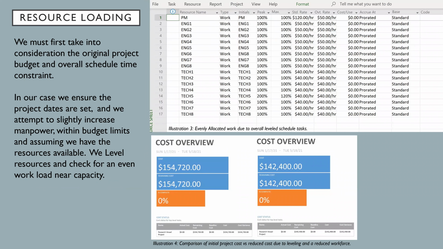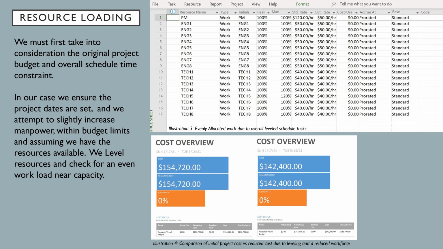So we must first take into consideration the original project budget and overall schedule time constraint. In our case, we ensure the project dates are set and we attempt to slightly increase manpower within budget limits and assuming we have the resources available. We level resources and check for an even workload near capacity. So illustration three shows a more even workload. So we have more technicians, more engineers, and the peak percentage is more even across the entire project.